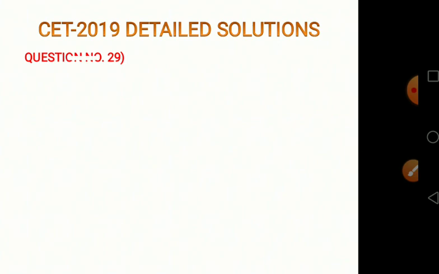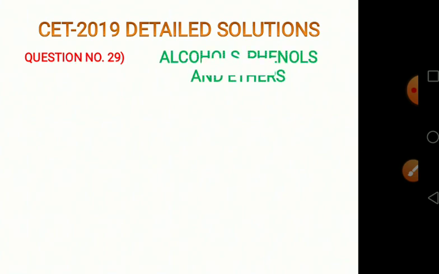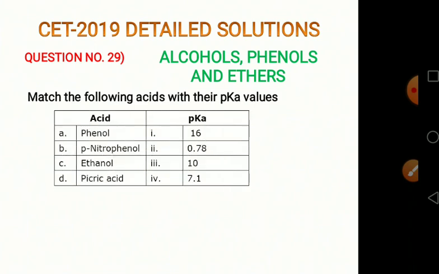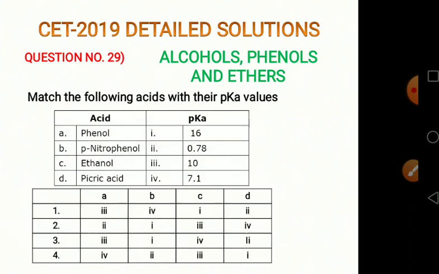Then question number 29 from the alcohols, phenols and ethers chapter. Two questions are asked from this. Match the following acids with their pKa value. Very simple question, the options are given like this. Now we know that the pKa value is least for that substance which has the strongest acidic nature.